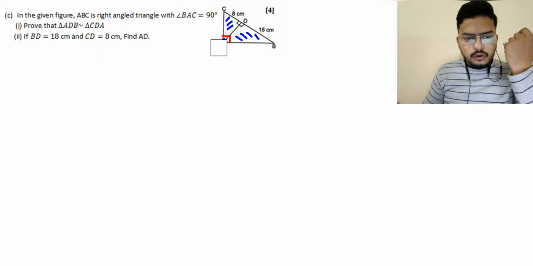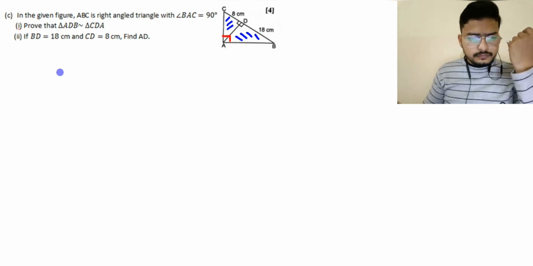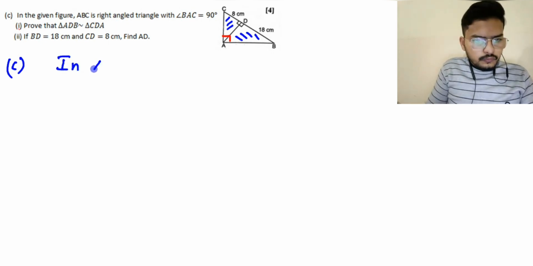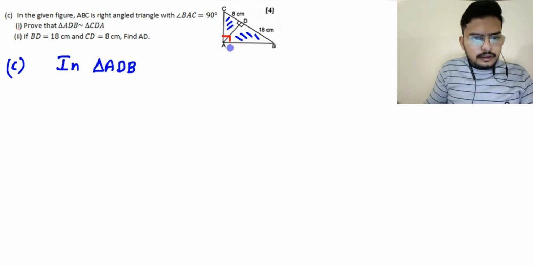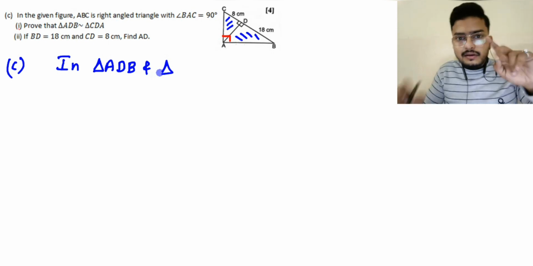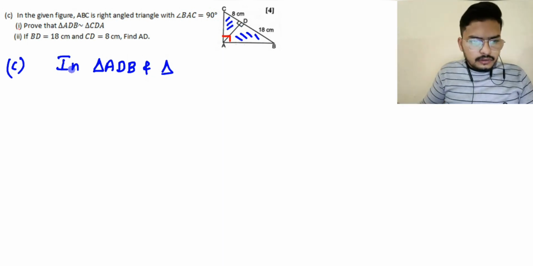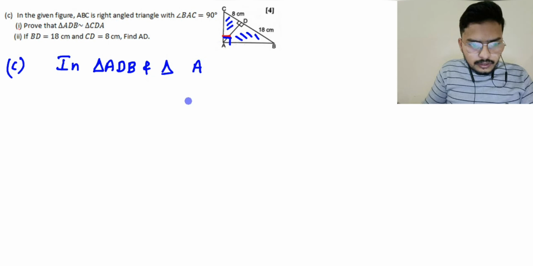The correct approach is this. First of all, we have to see the two triangles. Have a look very carefully. ADB, right? Triangle ADB, and have a look at the bigger triangle. If I'm taking this ADB, then what do we have to take? D means the 90 degree angle at the center part. So which one is the 90 degree angle in the bigger triangle? Angle A. So we have to take A at the center part.